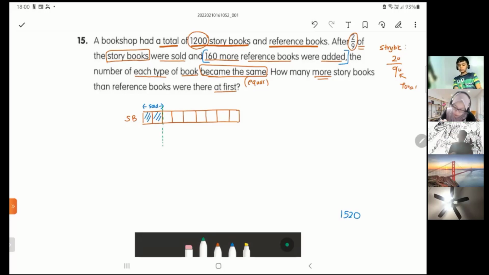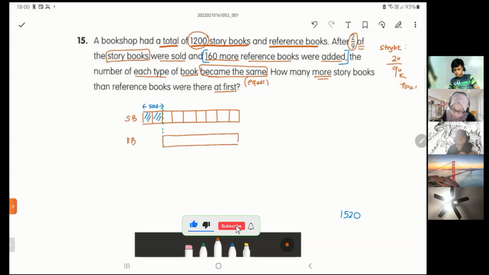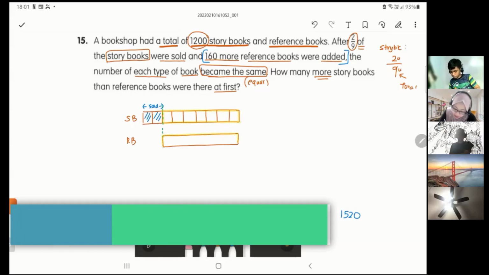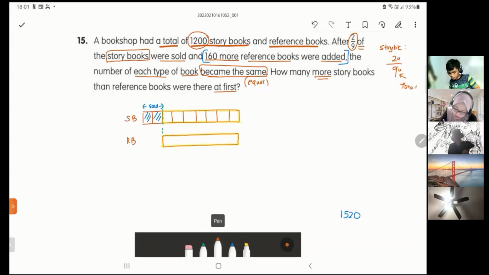Can you see for the storybook, it starts from there. So for my reference book, the equal part starts after the green line, which means it is from there until here. You can see that this leftover of storybook and the reference book are supposed to be the same. Can you see the models are the same length? Not the same parts, but the same length.